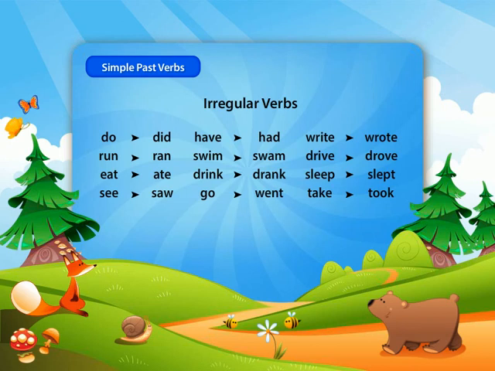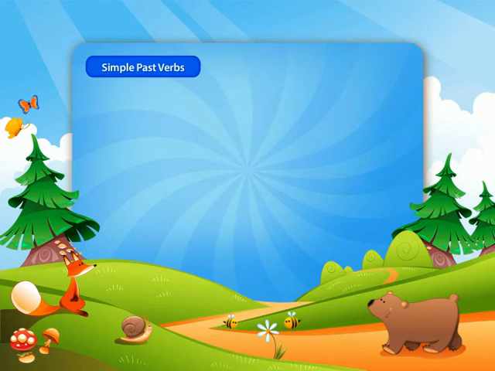However, there are irregular verbs that change regardless of the four patterns we've studied so far. For example, do becomes did, run becomes ran, eat becomes ate, and see becomes saw in the past tense. These irregular verbs are used very often in our daily lives, so please memorize and review them.